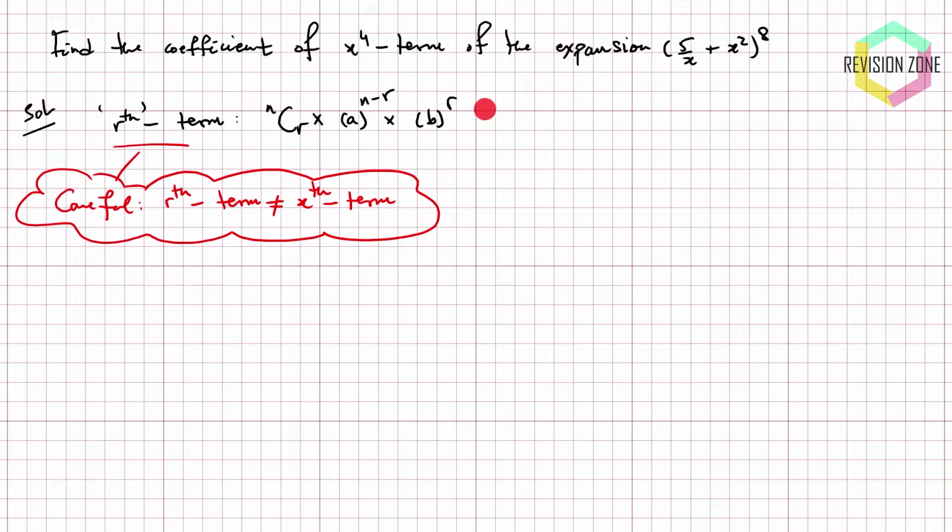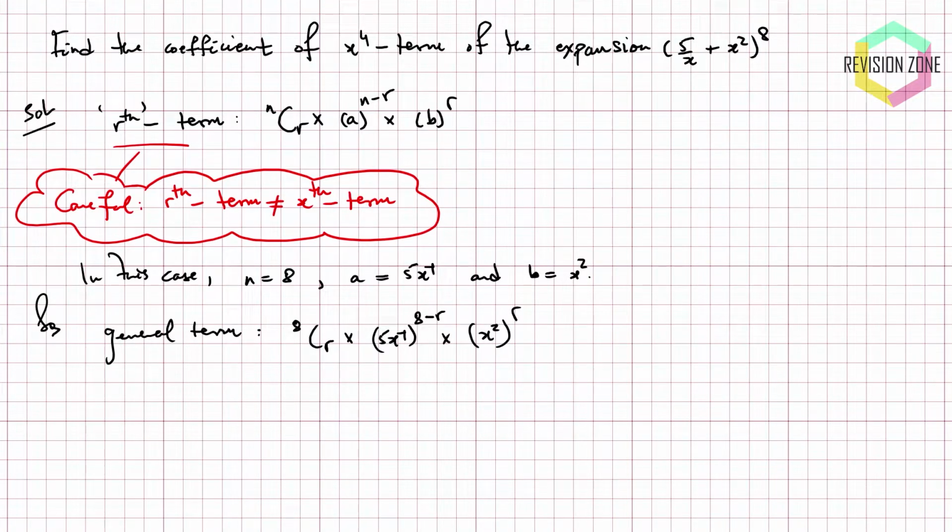So we have our rth term formula. We need to apply it to this specific case. We can do that if we make a choice for n equals 8, which is the power of our expansion. Then we make a choice for a and b, which are the two terms in the expansion, and we have to make sure that there's a plus in between. In this case, there's already a plus, so we don't have to worry about that. We can take 5x^(-1) as our a and just x² as our b.